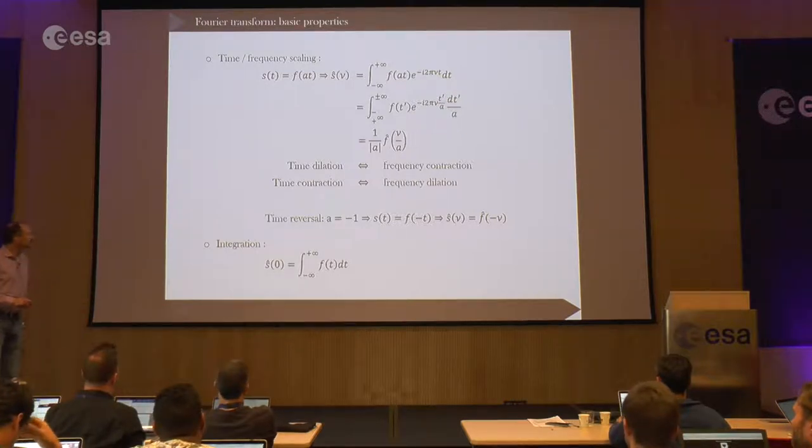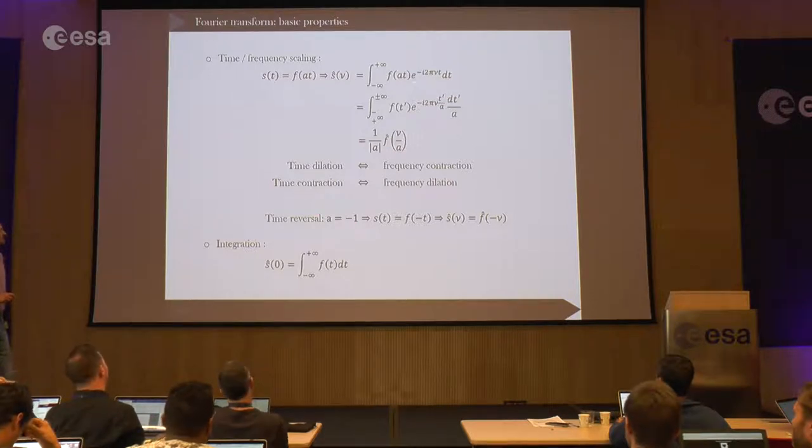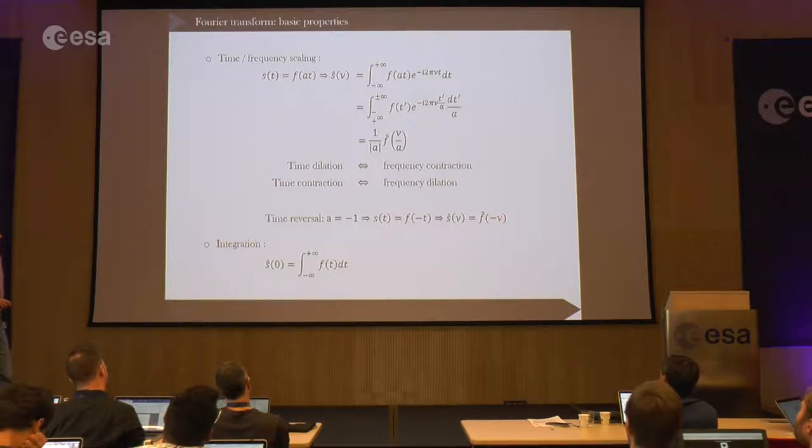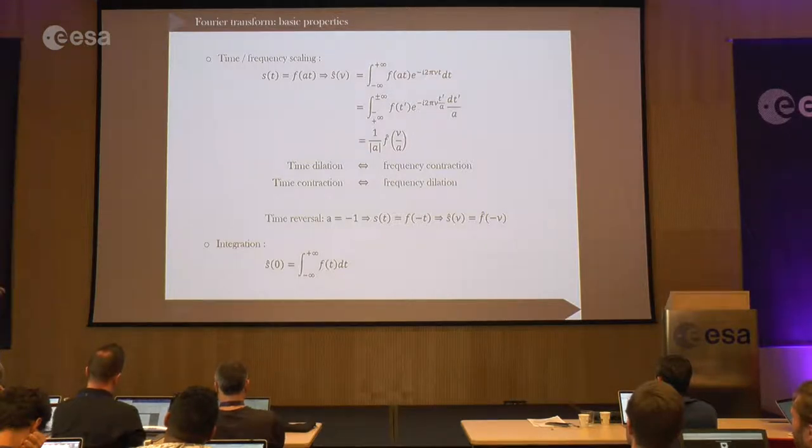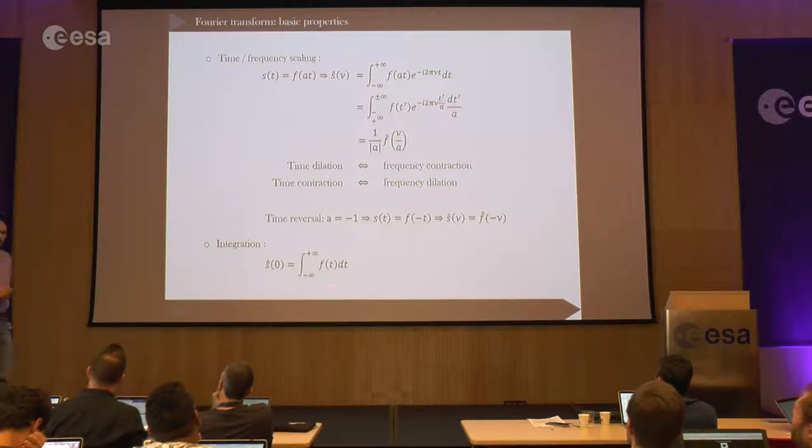So the time reversal property is a special case of that. If a is minus one, so s of t is f of minus t, then your Fourier transform is the Fourier transform of f at frequency minus nu. That's again a symmetry property. And you also find that the Fourier transform at zero is simply the integral of your function, because that term goes to one. And that will be true for the discrete Fourier transform. The first term is simply the average of your signal.